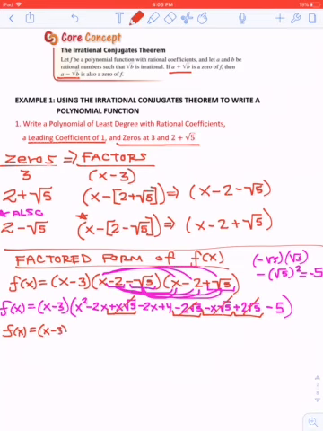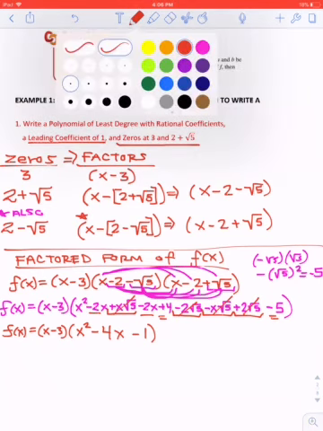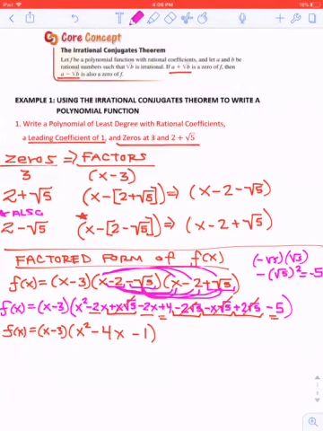x minus 3 times x squared minus, I have x's I can combine, so 4x. And I have whole numbers I can combine. 4 minus 5 is negative 1. So it gets really, really long, and then it gets really, really short. I need to continue to distribute. Okay, I still have two sets of parentheses.